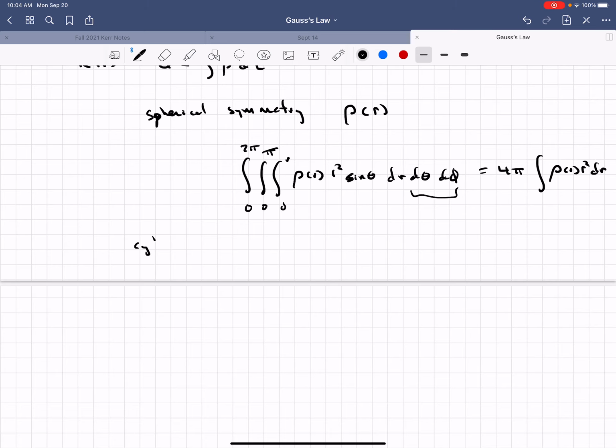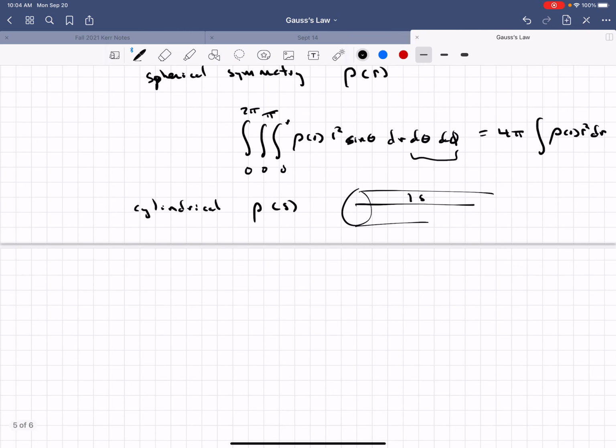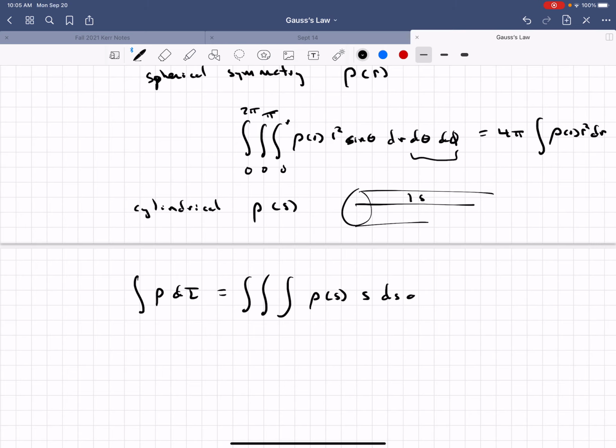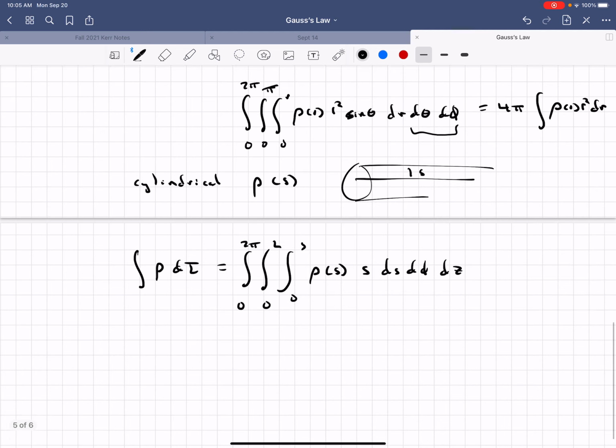If we have cylindrical symmetry, then the density can, again, only depend on, say, the distance away from the central axis. And so the integral of rho d tau in cylindrical symmetry is, again, going to be a triple integral, but two of the integrals aren't going to matter, right? We're going to integrate rho of s ds d phi dz. The z integral is going to go from 0 to L, the phi integral is going to go from 0 to 2 pi, and the s integral is going to go out to whatever Gaussian surface we are integrating at.